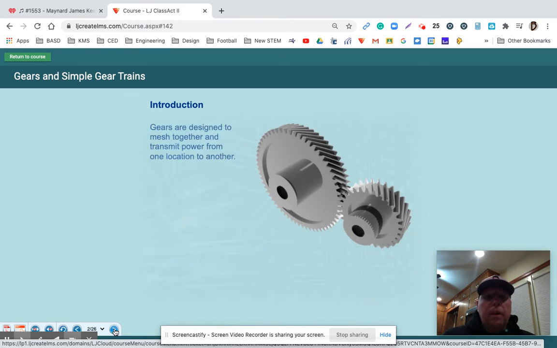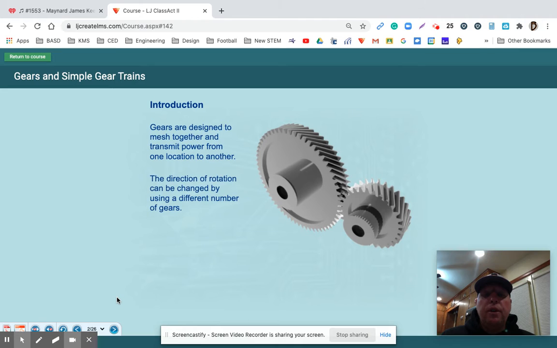Gears are designed to mesh together and transmit power from one location to another. So that's essentially the definition of a gear. It's designed to mesh together and transmit power from one location to another. The direction of rotation can be changed by using a number of different gears.